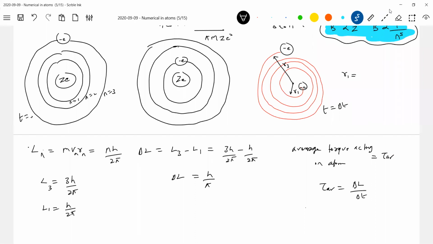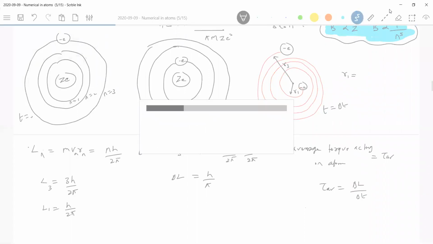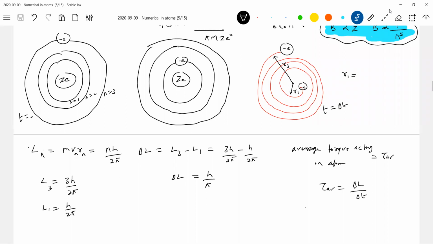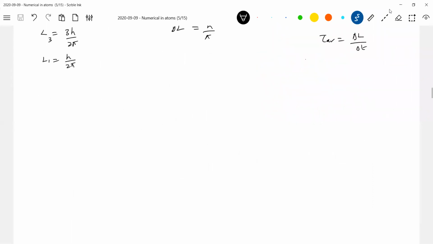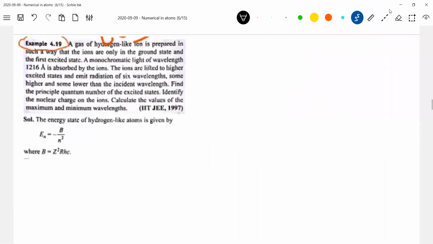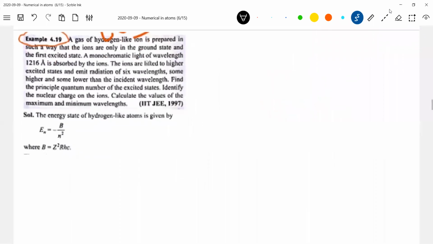The photon that is given out will be due to this particular path. And this delta t will be a very small interval of time, of the order of nanoseconds, or 10 to the power of minus 12. In that interval of time, all that energy given will be in the form of a photon. These are very good objective questions that can be asked. Okay, let's get into some typical problems here.